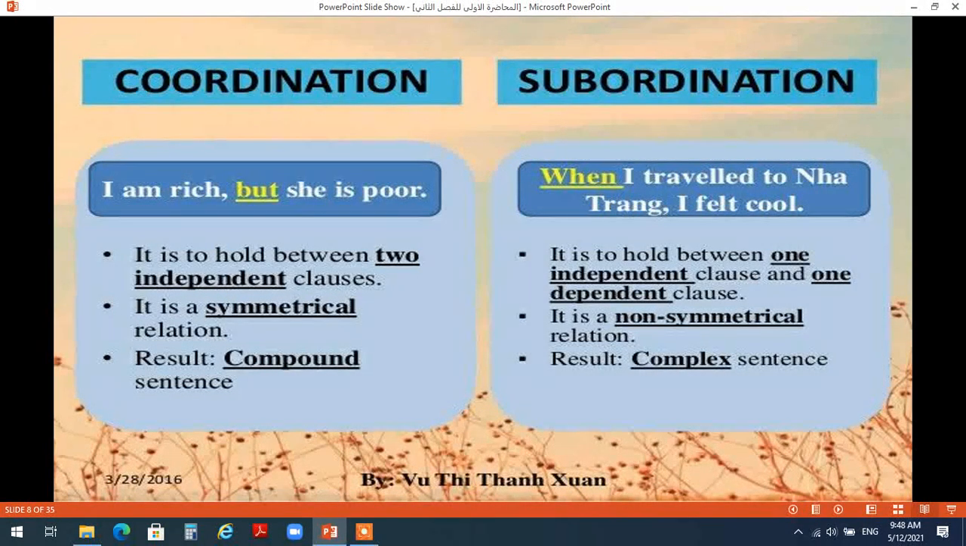So, regarding coordination, you have this example: I am rich, but she is poor. Here we have used a coordinating conjunction, the word but, to connect these two clauses. You have I am rich, this is the first clause, and she is poor, this is the second clause. As you can see here, coordination is to hold between two independent clauses. These two clauses, I am rich and she is poor, are independent clauses.